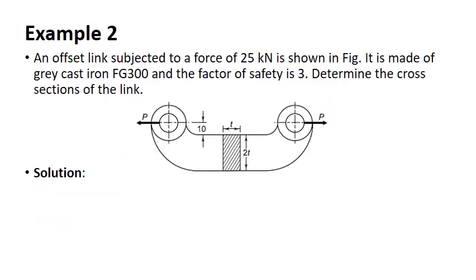So here we have a link subjected to 25 kilonewton tensile load and made up of grey cast iron FG300. So it means 300 MPa ultimate tensile strength. Factor of safety is 3. We have to determine the cross sections of the link. See, the cross section is shown here. You know this drawing convention, right? See, rather than showing on the right side or on the left side, okay.